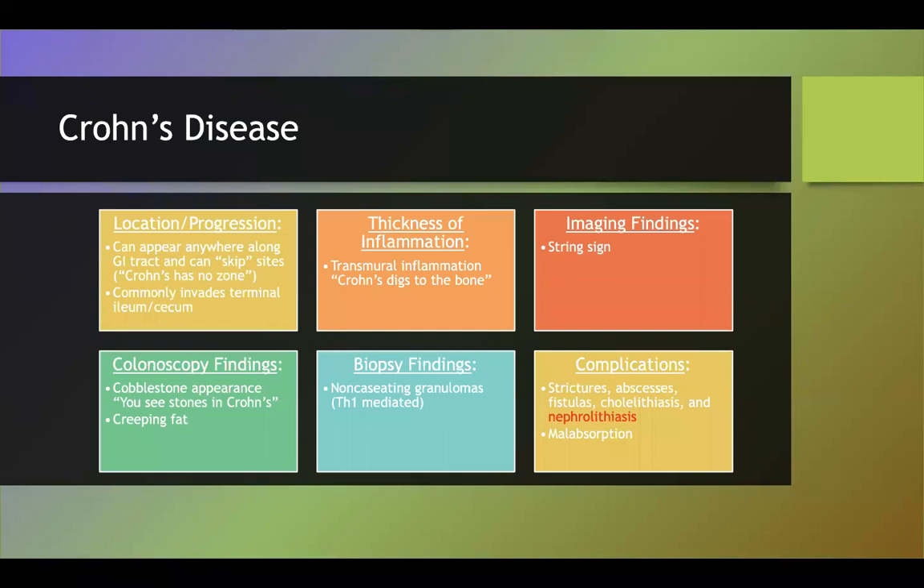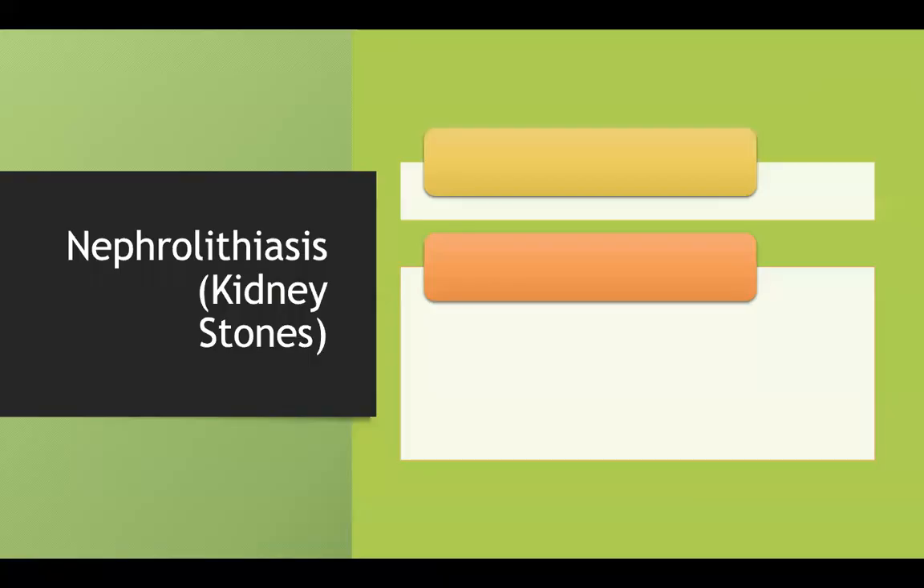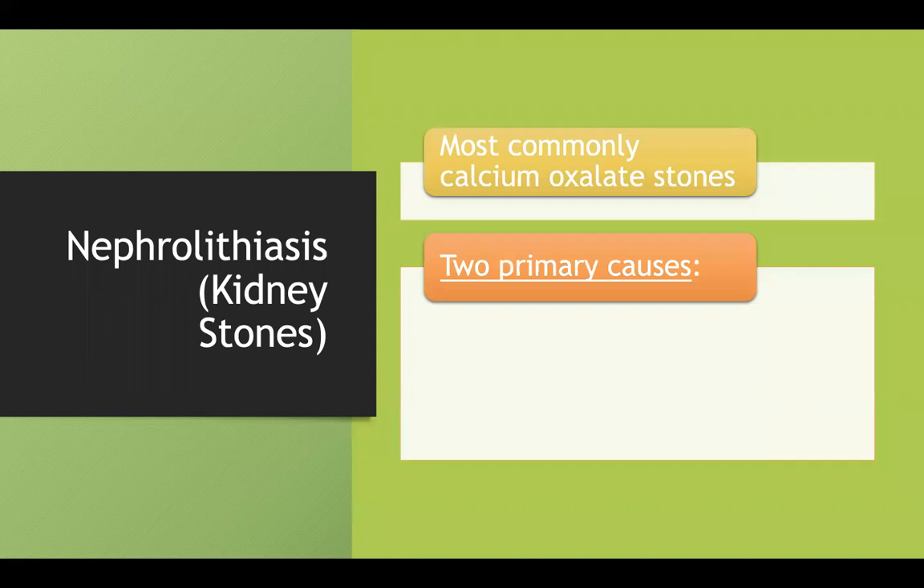Another thing I want to mention with Crohn's disease is nephrolithiasis or kidney stones. So how does that happen? Well, in Crohn's disease, the most common kidney stone you're going to see is calcium oxalate stones. This should be easy to remember because this is the most common kidney stone in the general population too. There's two primary reasons why people with Crohn's are predisposed to these kidney stones.